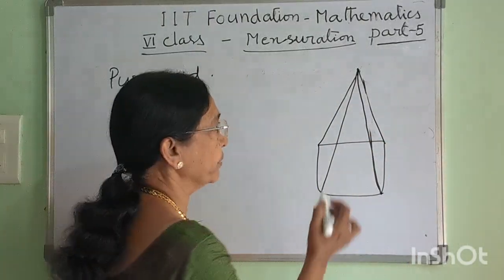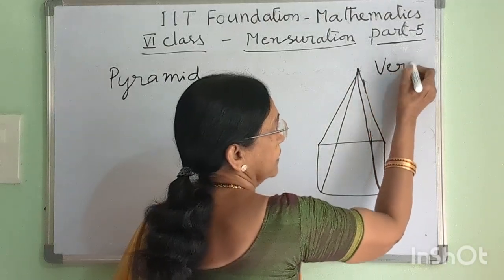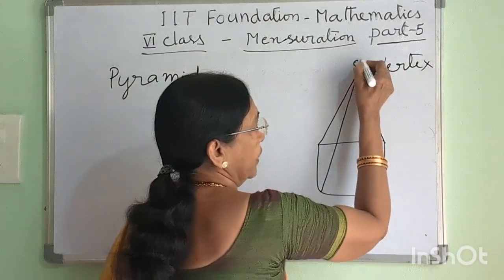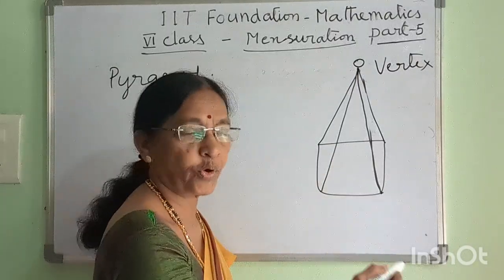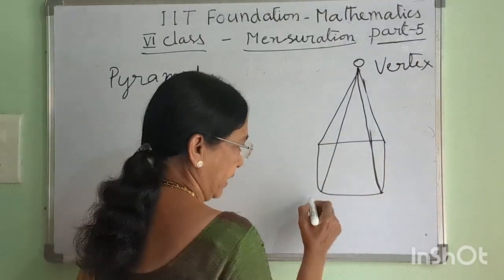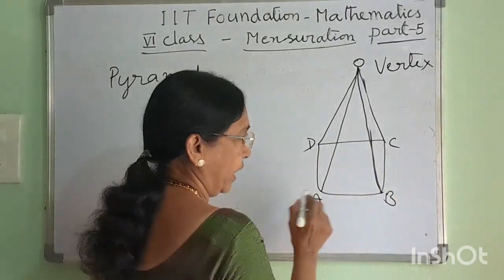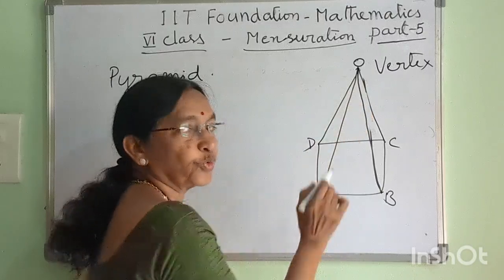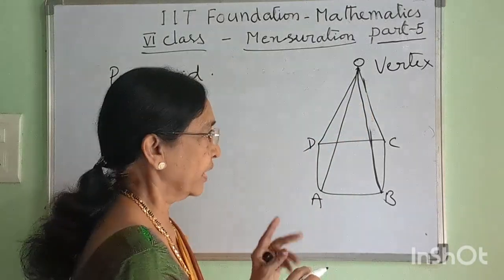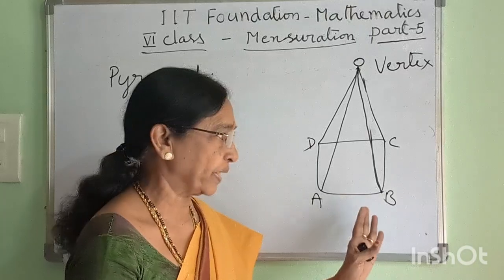This is a pyramid, and the point in the air is called the vertex. Let it be O. And the base, we have taken a square as the base. Let the base be A, B, C, D. And all the vertices of the base are connected to the point O, which is in air. Thus, this solid figure is formed, and this is called a pyramid.